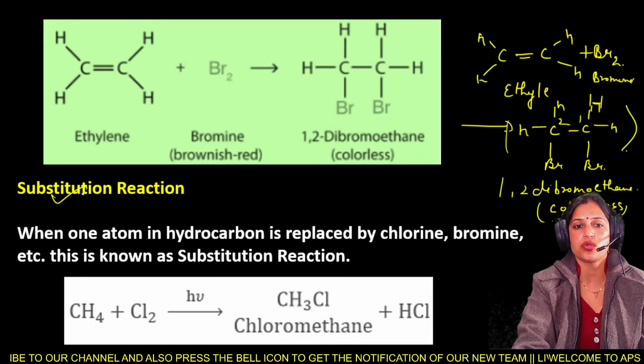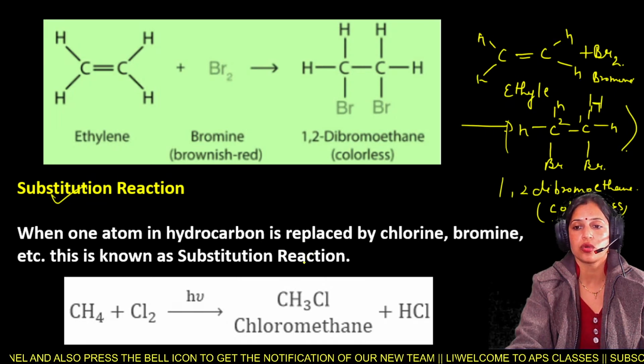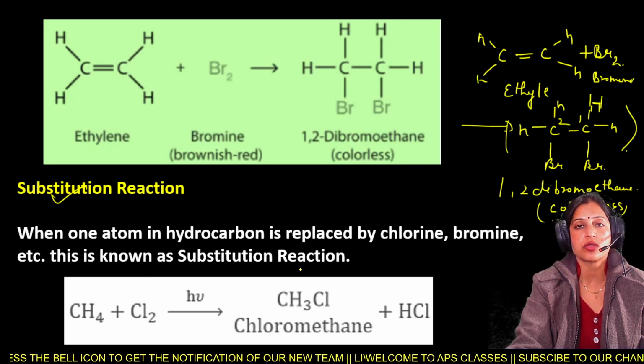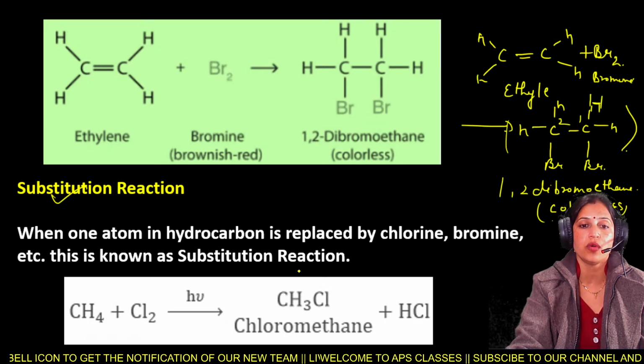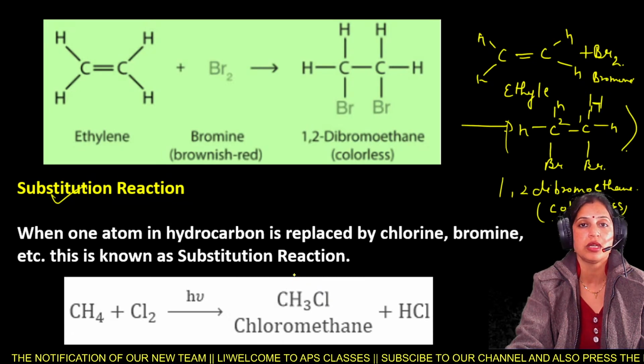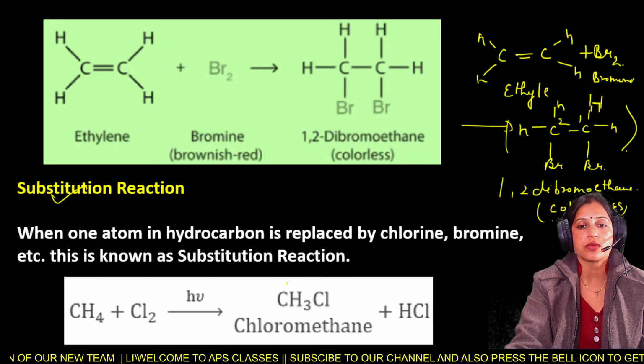Next is substitution reaction. When one atom in hydrogen is replaced by chlorine, bromine, iodine, etc., this is known as substitution reaction. That means when one atom in the hydrocarbon is replaced by chlorine, fluorine, bromine, as well as iodine, it is known as substitution reaction.